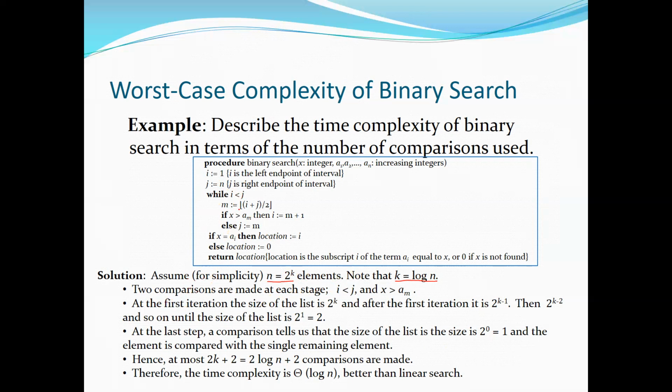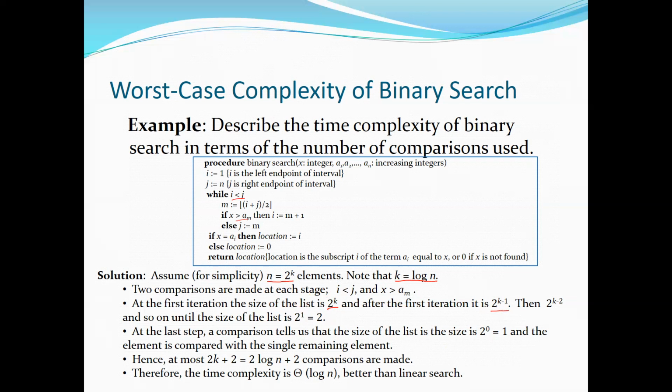One comparison, and x is greater than a of m. So two comparisons in every iteration of the while loop, right? At the first iteration, the size of the list is 2^k, as we just mentioned here. After the first iteration, the size will be decreased to 2^(k-1), right?